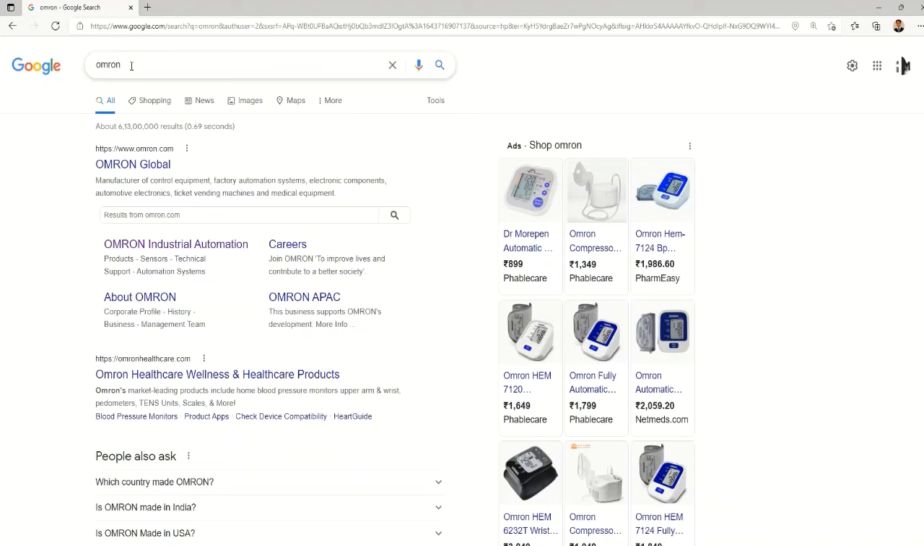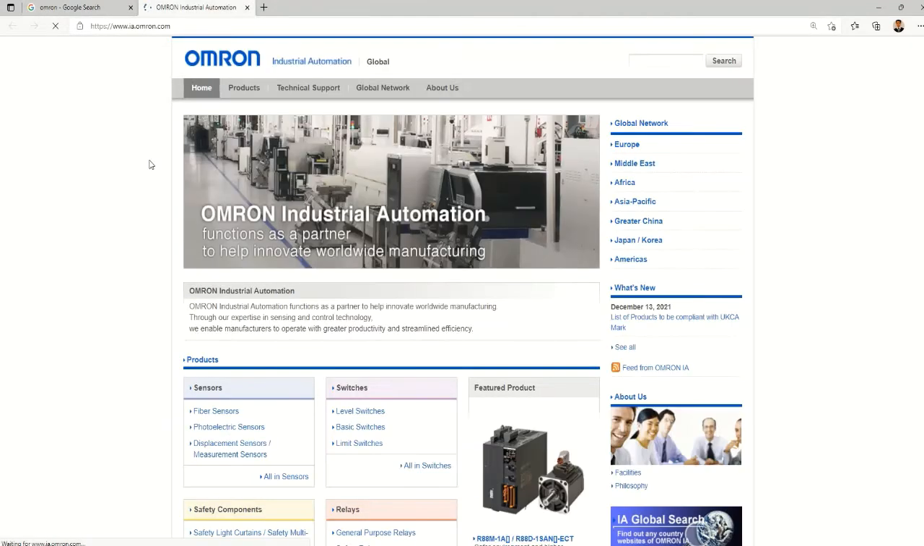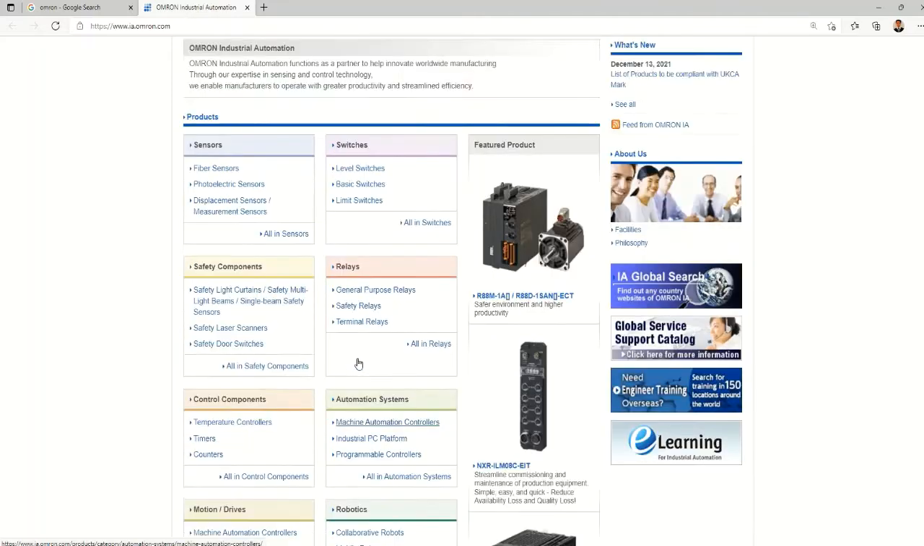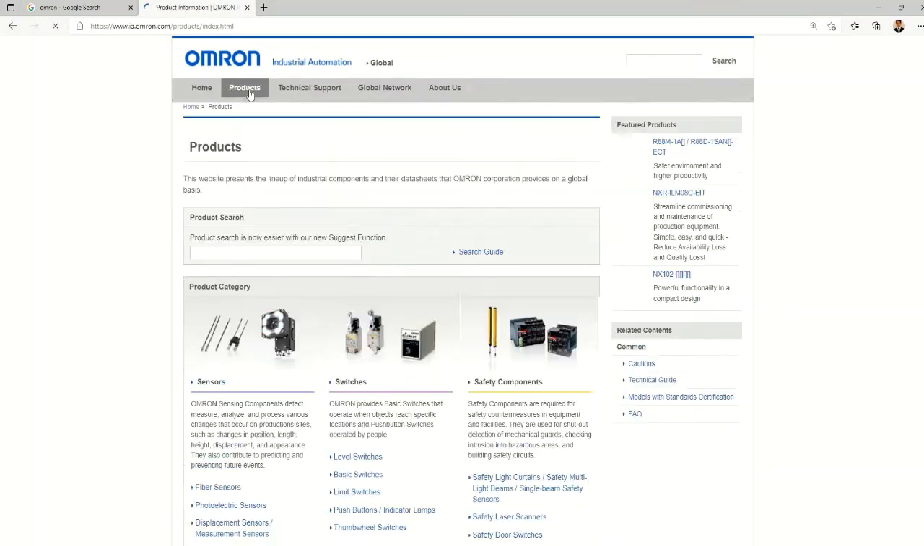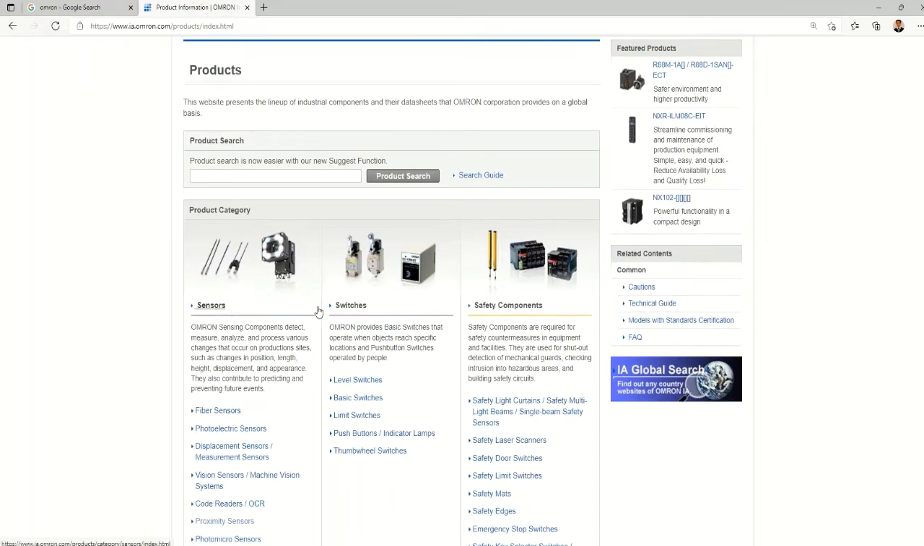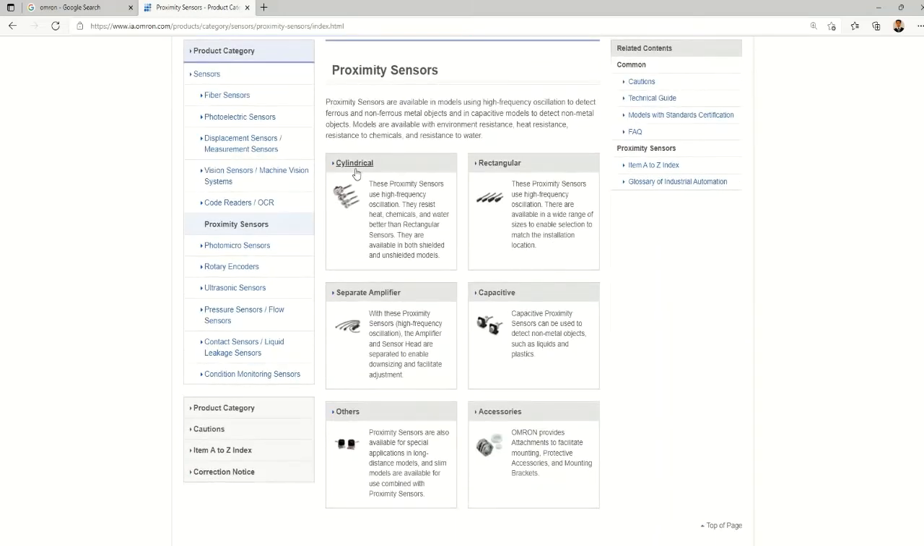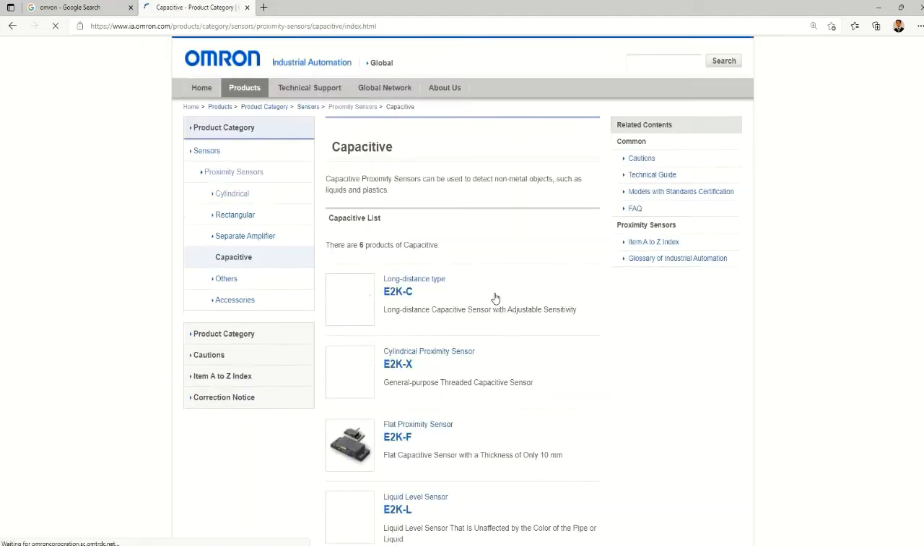So let's see Omron, which is one of the largest sensor manufacturers. It has a huge presence in the industrial automation field. So here we have gone to the Omron site. You could see the huge variety of products offered by Omron. So we will go into the products. Then we have sensors, switches, safety components, and so many things. We will go into the proximity sensors, right? And here we have cylindrical, rectangular, and here we have capacitive sensors, right? So we will go into the capacitive.